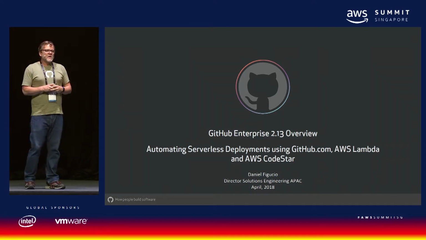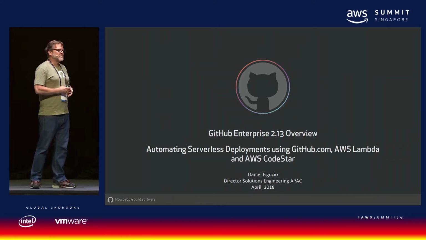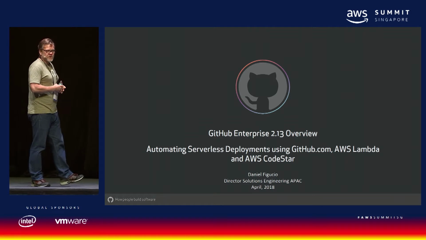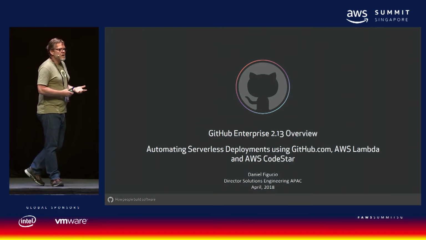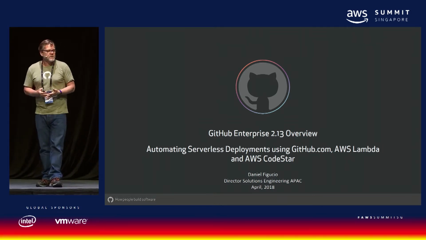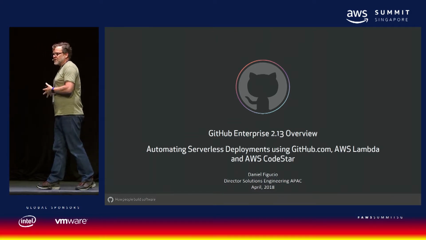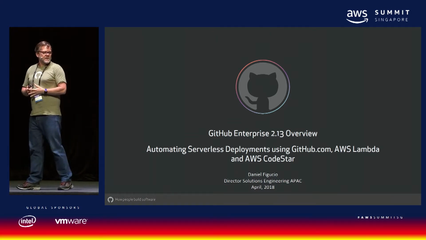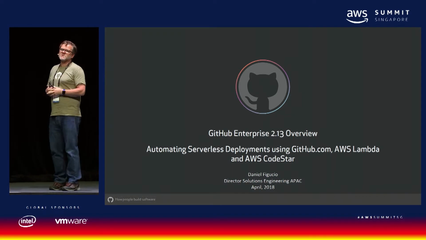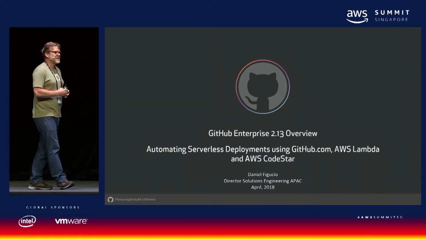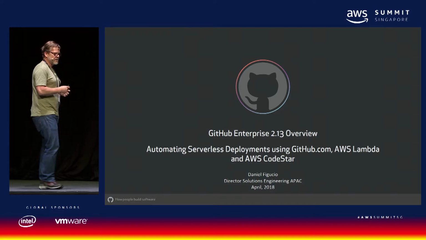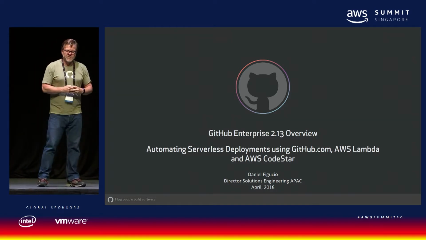Then after that, we're going to go through this long title here. I'm going to do a demonstration of how you can automate serverless deployments using GitHub.com, AWS Lambda, and AWS CodeStar. And this is basically a demonstration that's grown over time. We presented something very similar to this last year, but there was no CodeStar and there was no Lambda, but it's grown and grown and grown and grown. So we're going to take it through from there, and you're going to see how it's changed.